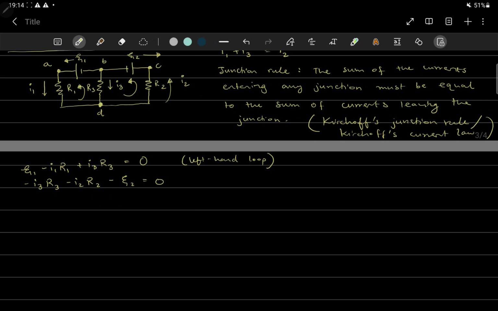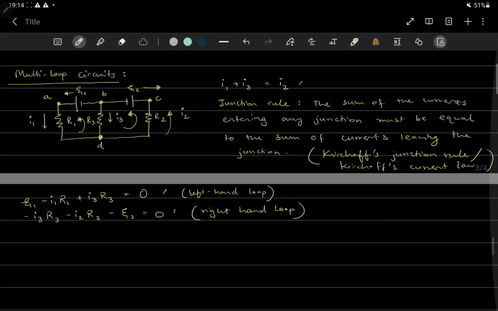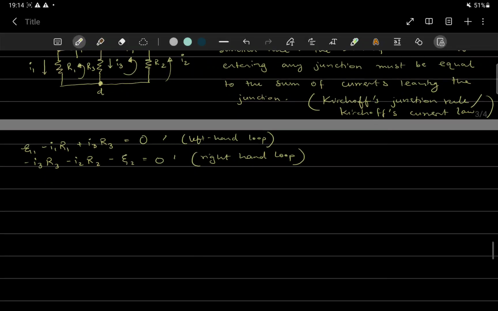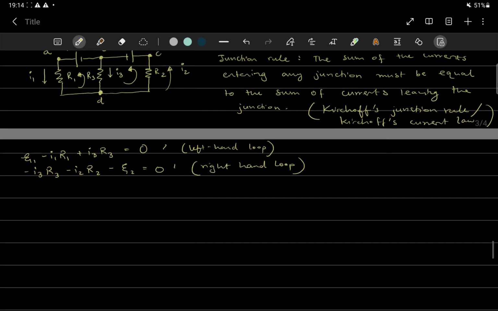Now we have 3 equations at hand that we have to solve. We have this one, which is for the right hand loop, and we also have this one, which gives us the relationship between the currents, right? So we have 3 equations and 3 unknown currents, and hence they can be solved simultaneously, and we would get the values of the currents respectively. Okay.